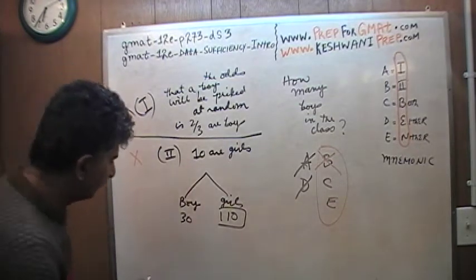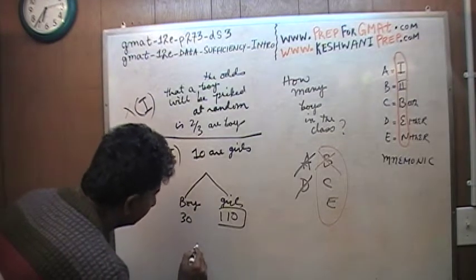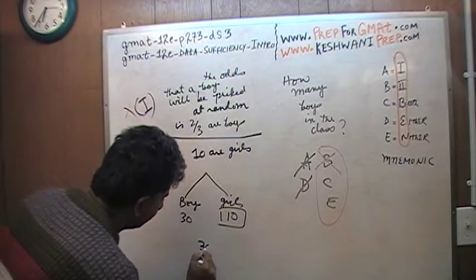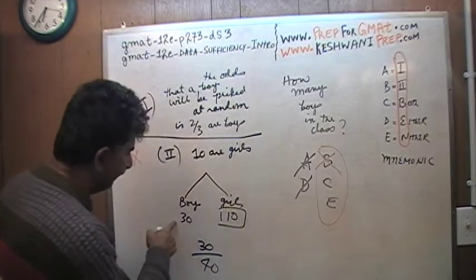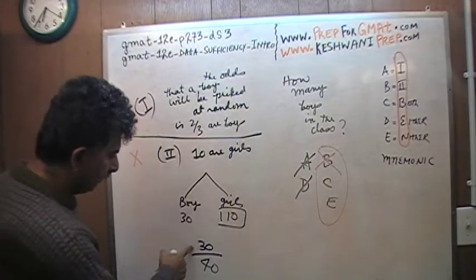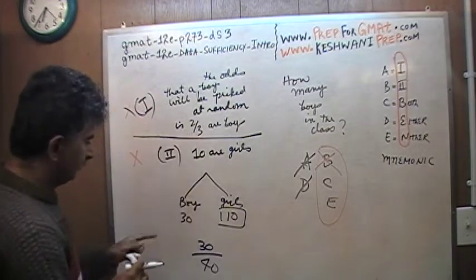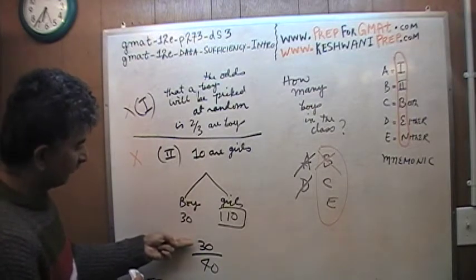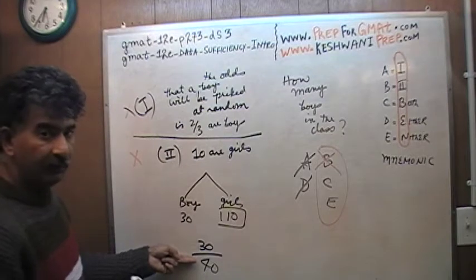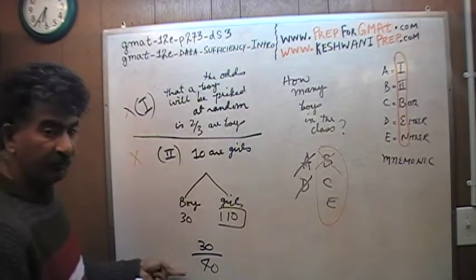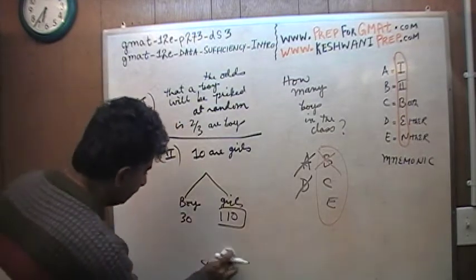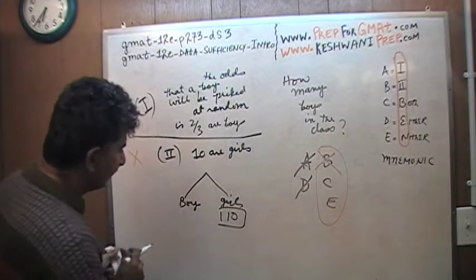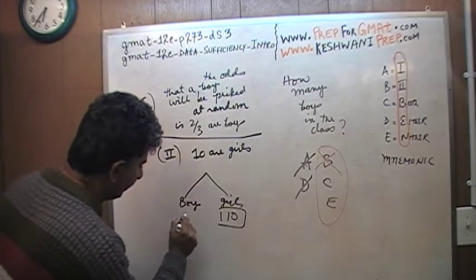No, the answer is no. Because if we had 30 boys, the odds of picking a boy would have been 30 out of the total of 40. That will be 3/4. We were told this is 2/3. So we have too many boys here, because the odds of picking a boy is 3/4, 75%. Here it is 2/3. How many boys must there be? How about 20? Let's try 20.